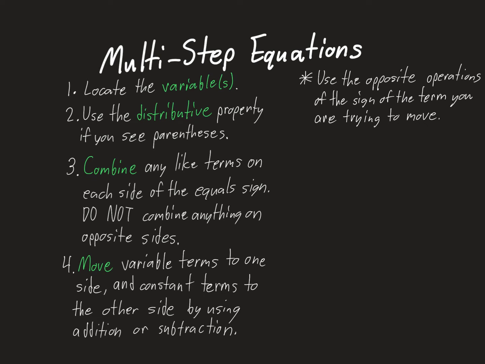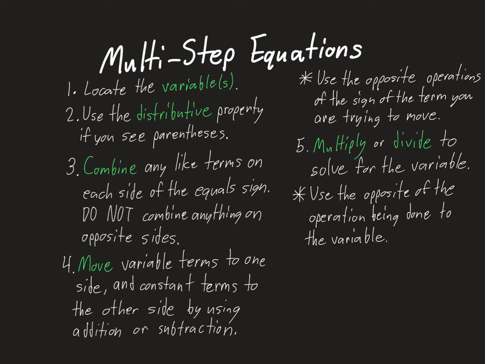Then we will move variable terms to one side and constant terms to the other side by using addition or subtraction. Remember to use opposite operations of the sign of the term you are trying to move. Finally, we will multiply or divide to solve for the variable. Once again, remember to use the opposite of the operation being done to the variable.